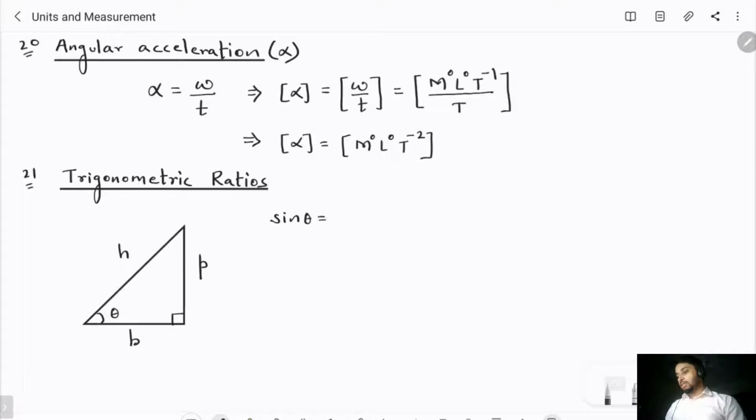Sine theta is P by H. Cos theta is B by H, and tan theta is P by B.